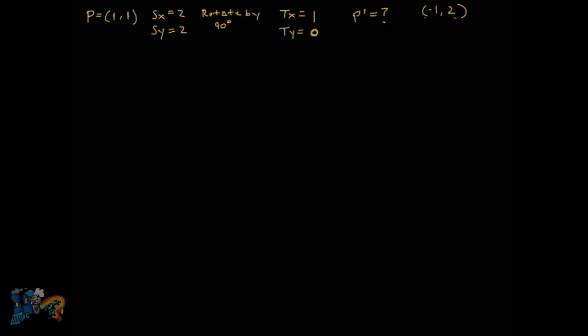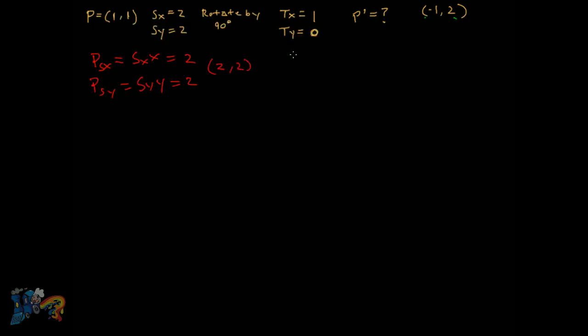So let's do it the algebraic way first, because it'll help us, and then we'll see how much easier it is with the matrix way. So let's say the point as a result of scaling on the x is equal to scale x times the original x, which is 2 times 1, which is 2. The result of scaling on the y is simply scale y times y, which is 2 times 1, which is 2. So our point after scaling is 2, 2.